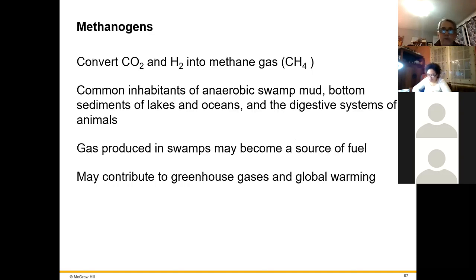Methanogens take CO2 and water to make methane. They are common inhabitants of anaerobic swamp mud, bottom sediments of lakes and oceans, and even the digestive tracts of animals. The gas produced in swamps may become a source of fuel, but methane is also a greenhouse gas and can contribute to global warming.